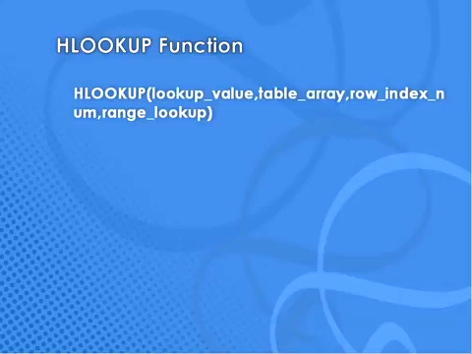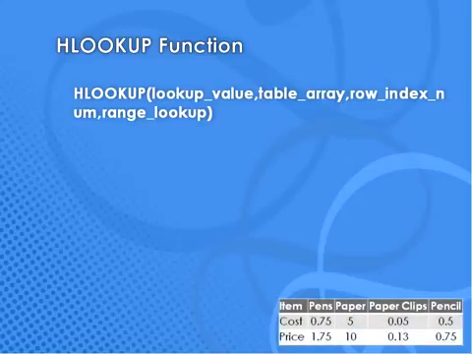Now, here's the way that it works. HLOOKUP searches for a value in the top row of a lookup list and returns a value in the same column from another row in the table array. Here's the difference. VLOOKUP looked for data in the first column. HLOOKUP looks for data in the first row.